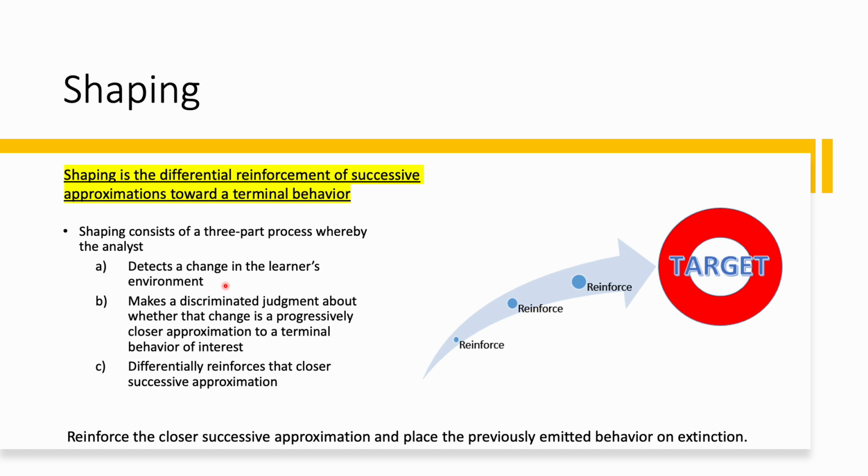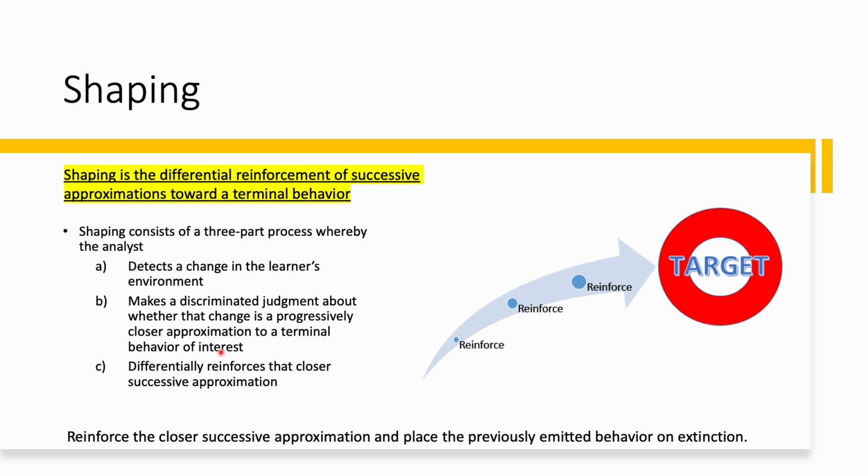Okay, and the child can't say apple, but guess what? He can say app, just the a and the p sound. So we're going to make a judgment. We're going to make a discriminated judgment about whether that change is a progressively closer approximation to a terminal behavior of interest. So is app a closer approximation to apple than the sound p? And the answer is yes. App sounds a lot more like apple than just p.